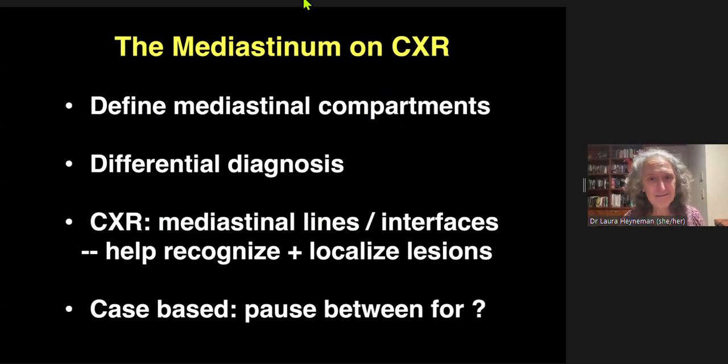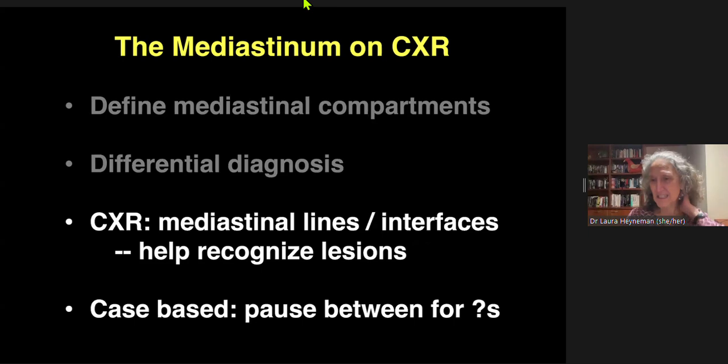To begin, just to be sure that we're all on the same page, I'm going to define the mediastinal compartments and what structures lie within each compartment. And once you know what structures are in each compartment, then you can come up with differential diagnoses for the various different pathologies that can affect those structures. I'm going to be spending the majority of my time focused on showing you cases regarding abnormalities in mediastinal lines and interfaces.